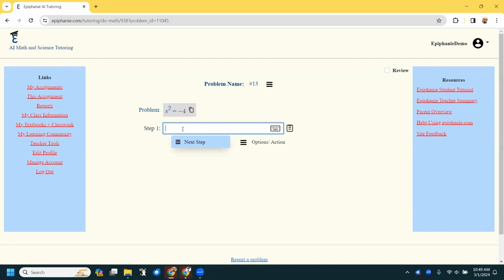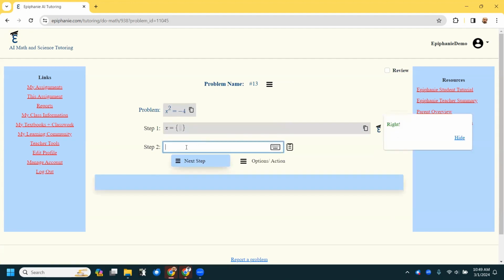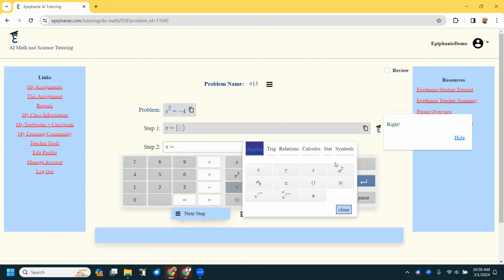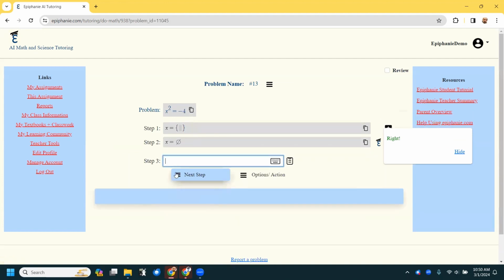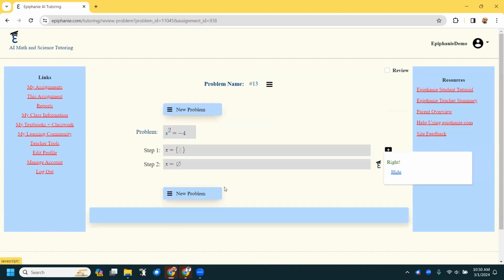Well, there's no solution here. So I can enter this as just an empty set, and that will be marked as correct. Or I can also mark this using the null set symbol in my functions and relations set right here, and that will also work. And I'm going to mark this as done. But let's go back and try this again.